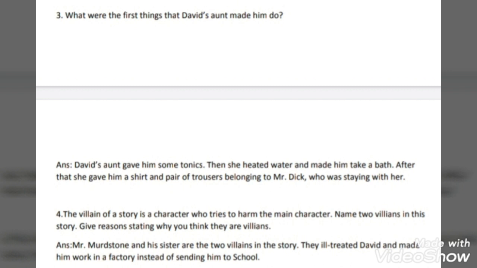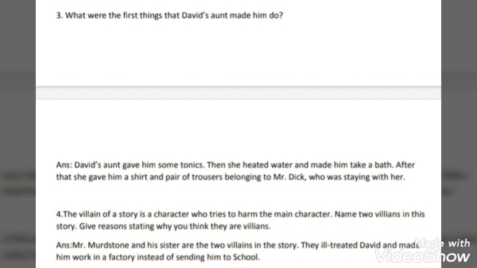Answer number 4. David's aunt gave him some tonics. Then she heated water and made him take a bath. After that, she gave him a shirt and a pair of trousers belonging to Mr. Dick, who was staying with her. Now come to question number 5.